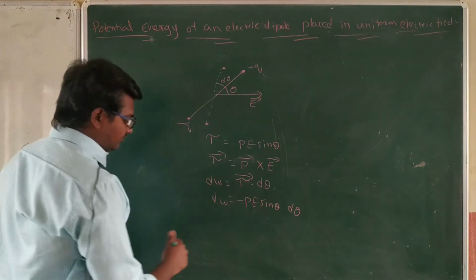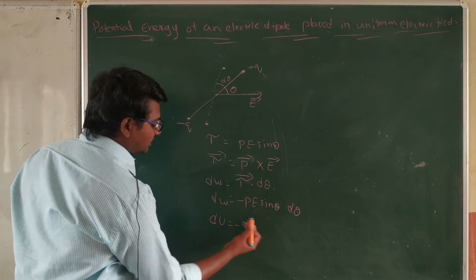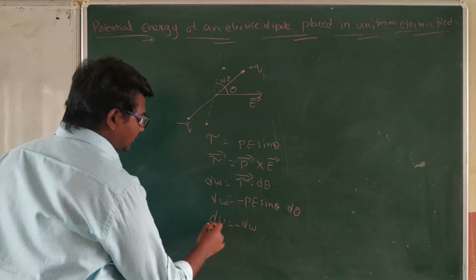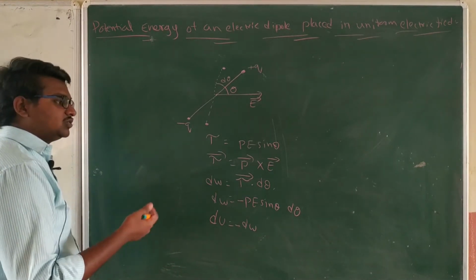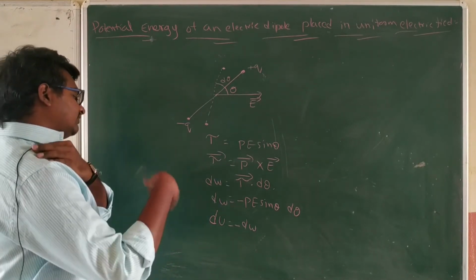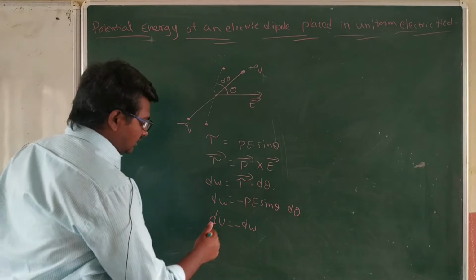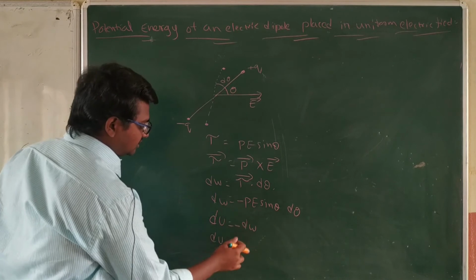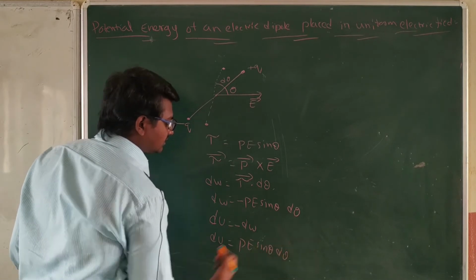Now we know that dU is equal to minus dW, which we studied in earlier lectures. It means potential energy is stored in the form of negative work done. Substituting dW in this equation, we get dU is equal to PE sin theta d theta.